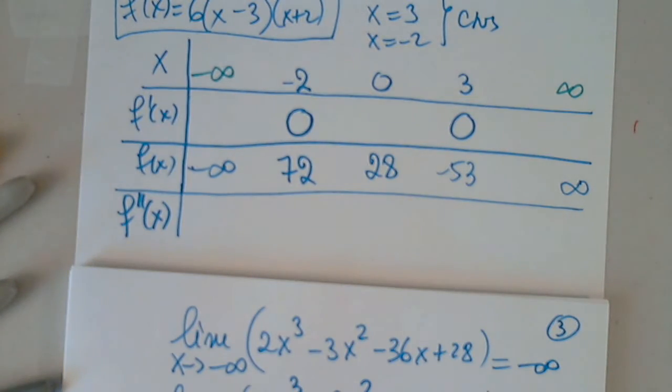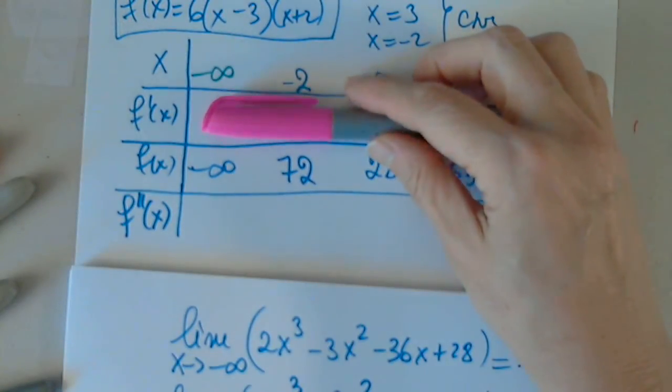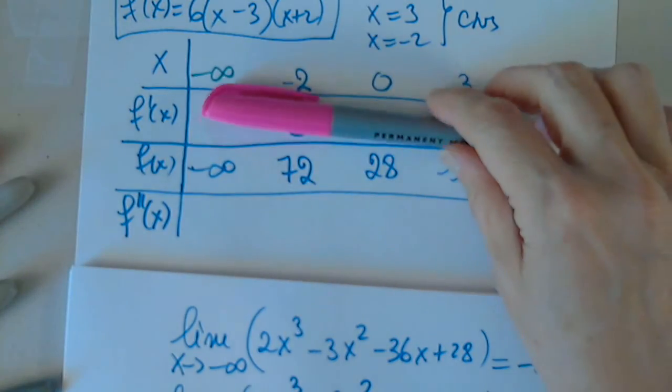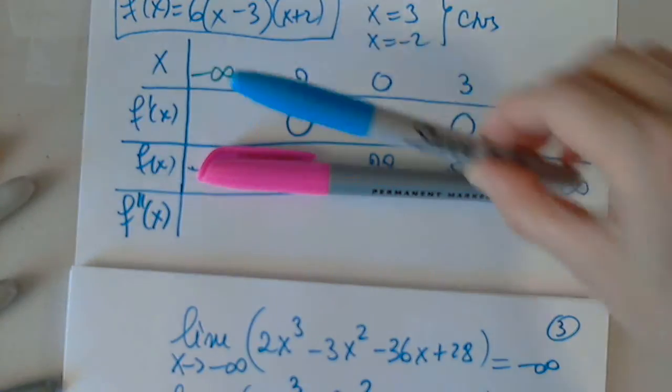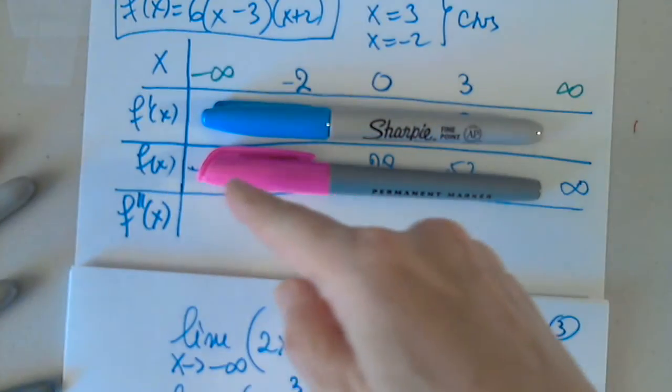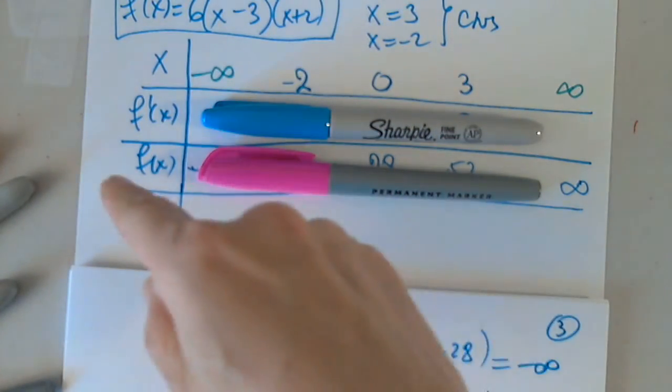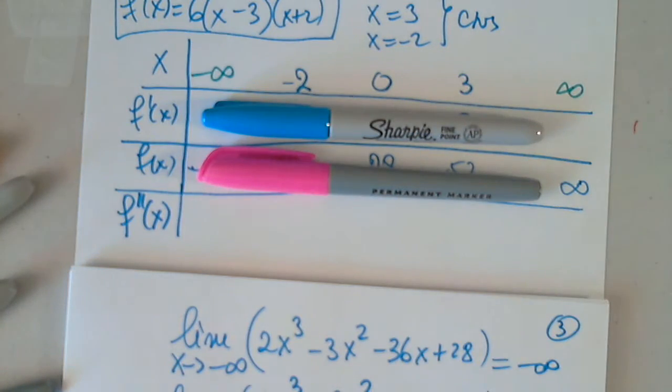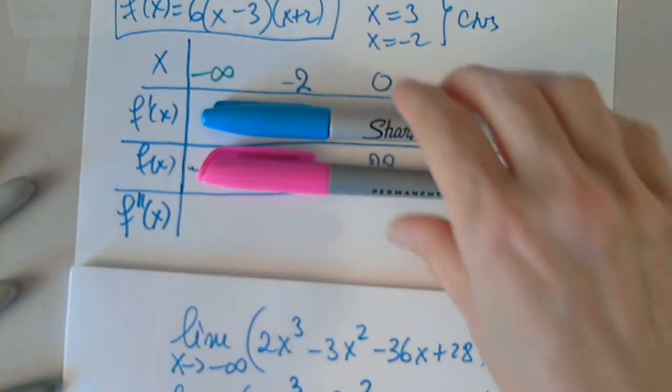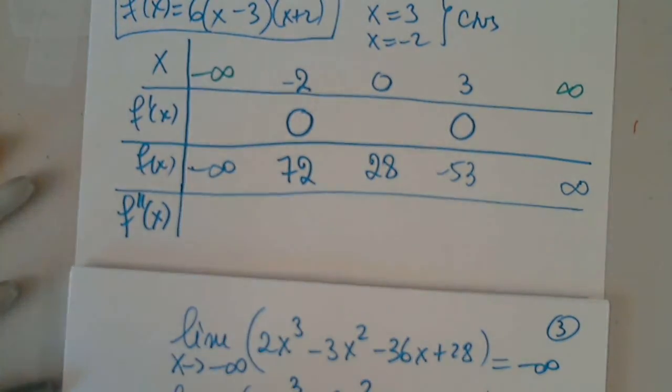So now we have to find the sign of the first derivative and make sure that the sign of the first derivative and whatever I have already in the row for f of x go well together. If they don't, I'll say oops, and I have to go back to the drawing board. So let's give it a shot.